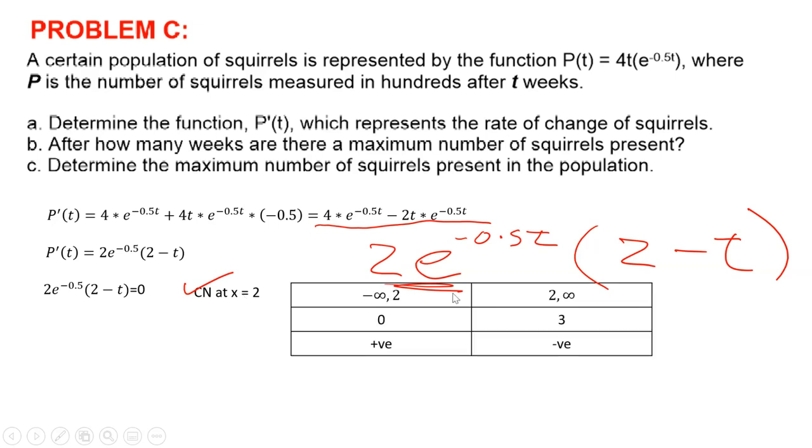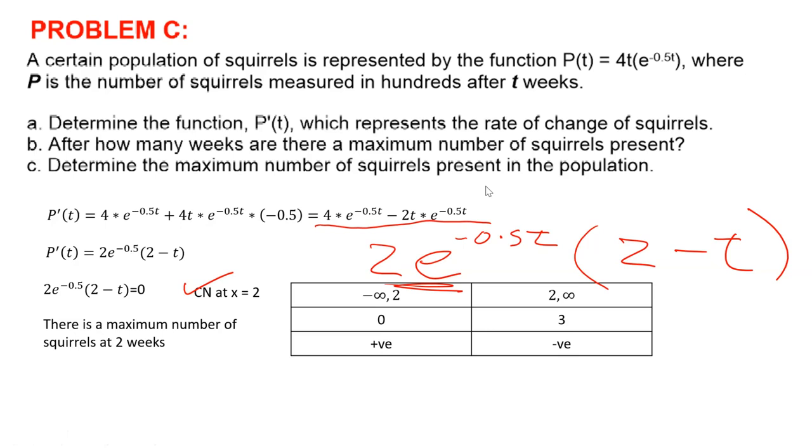So if I compare the slopes before and after the 2, it's positive on one side, negative on the other. If it's positive on one side, negative on the other, it does mean that there's a maximum. Remember that if you're going up, then you're going down. That must mean that you went to a maximum point. And that means you have a maximum at 2 weeks, which answers part B of the question: what is the maximum number of squirrels present in the population? So now you know that 2 weeks into the observation of these squirrels, it hit a maximum.